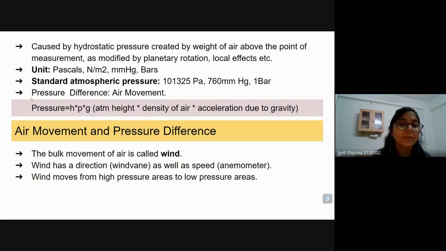Okay, so because of pressure difference, air moves, and moving air is known as wind. But wind has two characteristics. Wind has a direction, and direction can be measured by the instrument known as a wind vane, and wind also has a speed, and this speed can be measured by the instrument anemometer. And the wind always moves from a high pressure area to a low pressure area because there is a deficit of air there. Here is the rich air, so the air will try to move to the low pressure region. So this is the direction in which the wind moves.